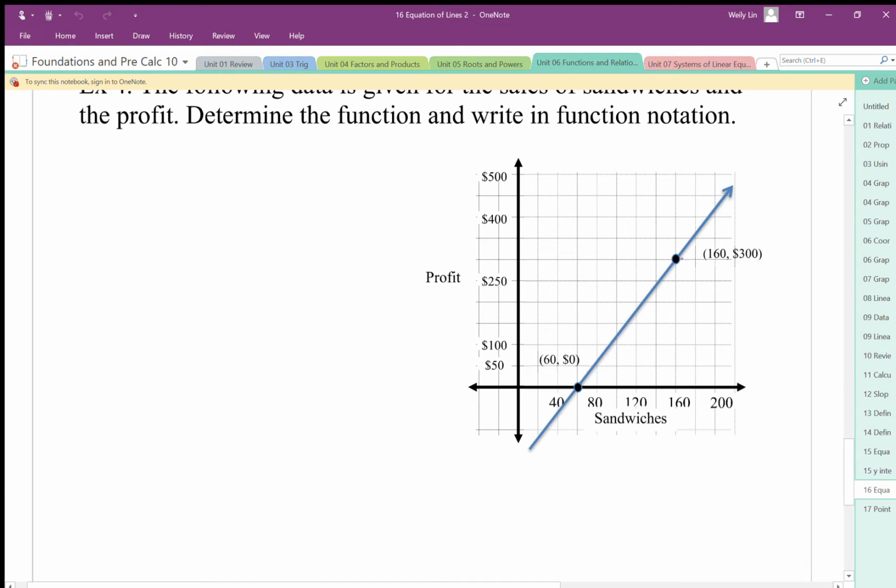So the slope here, I'm going to take the rise and run. It looks like here, 300 minus 0, my end point is $300. Make sure that you're taking your y coordinates. It's going to be a rise of $300. And it goes from 60 sandwiches to 160 sandwiches. So that's a run of 100 sandwiches.